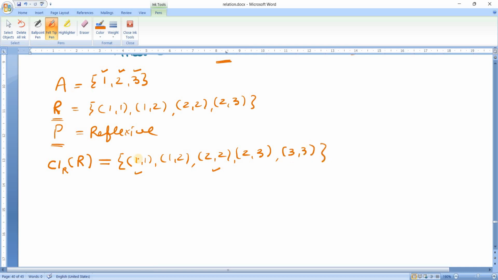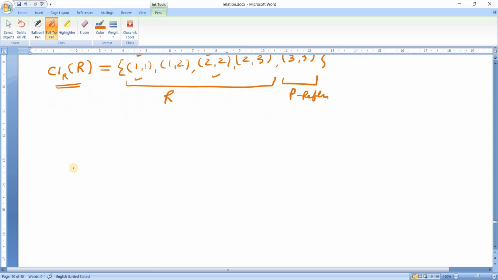Now you can see that this new relation contains R. From here to here it was containing R, and now because of (1,1), (2,2) and (3,3), it is also containing the property P, which is reflexive. So this will be called the closure of relation R. Let us see one more example for the closure.